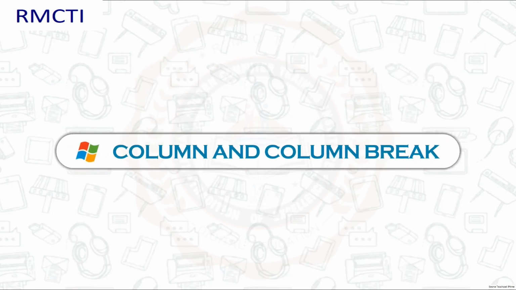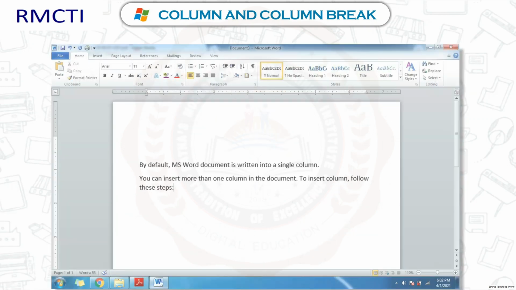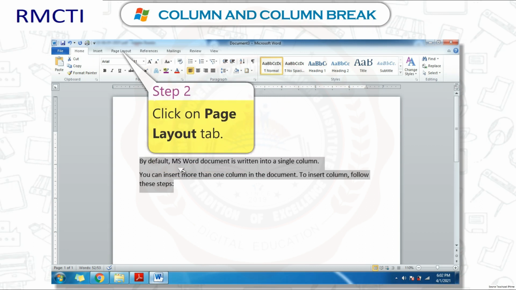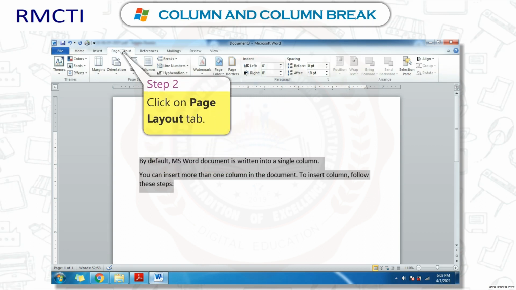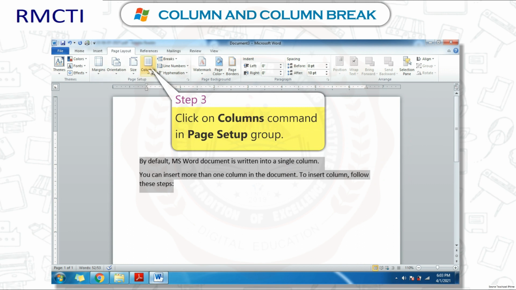Column and column break. By default, MS Word document is written into a single column. You can insert more than one column in the document. To insert column, follow these steps. Step 1. Select the text. Step 2. Click on Page Layout tab. Step 3. Click on Columns command in Page Setup group.